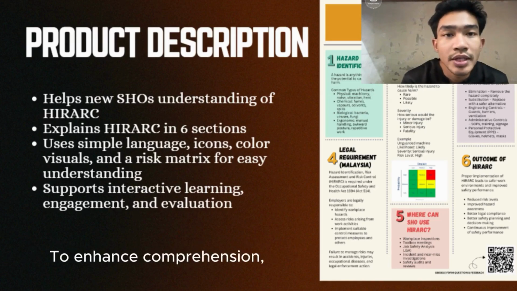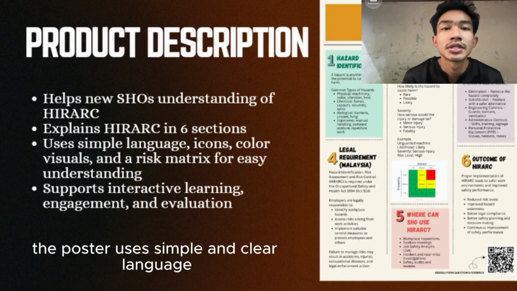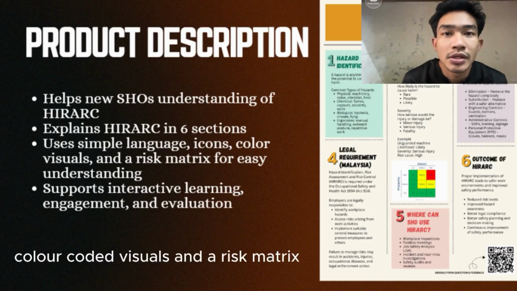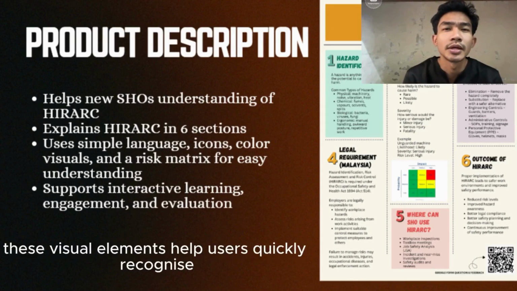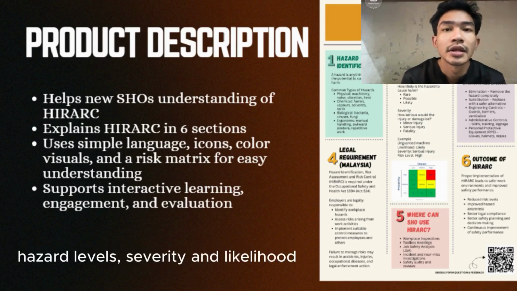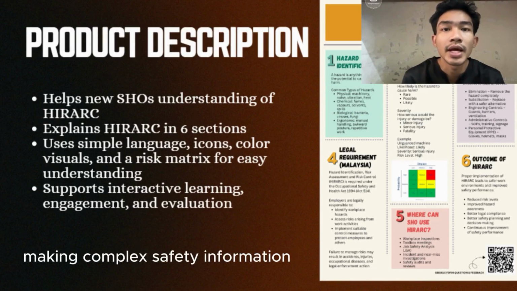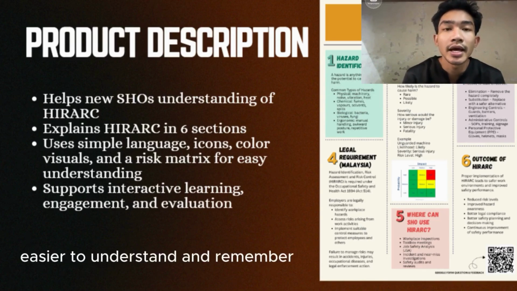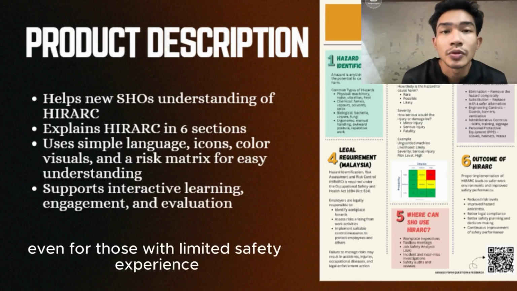To enhance comprehension, the poster uses simple and clear language, supported by icons, color-coded visuals, and a risk matrix. These visual elements help users quickly recognize hazard levels, severity, and likelihood, making complex safety information easier to understand and remember, even for those with limited safety experience.